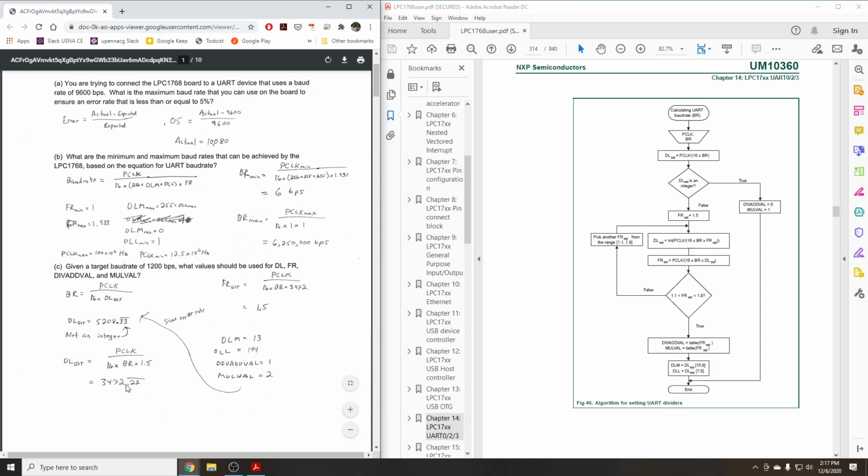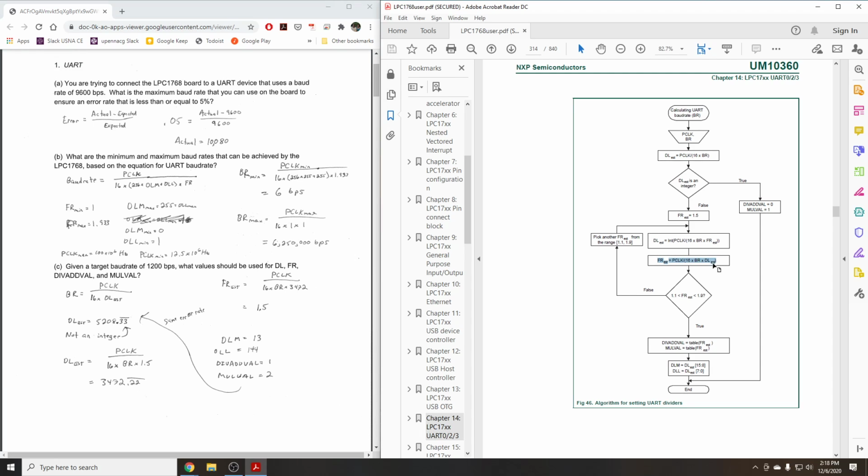That 1.5 is the FRest equals 1.5 that we're estimating with. And that gives us 3472.22 repeating. And so this is pretty close to an integer at this point. We can maybe assume that FRest of 1.5 is fine, but let's just calculate through to see if that's the closest thing we have. So we use this equation now for FRest. We plug in the DLest that we got, but we round it to an integer because at the end of the day, DL is going to be an integer value. So we do PCLK divided by 16 times BR, which is 1200, times 3472, rounded to an integer, and that comes out to approximately 1.5. So it seems like 1.5 for FRest is as close as we're going to get.